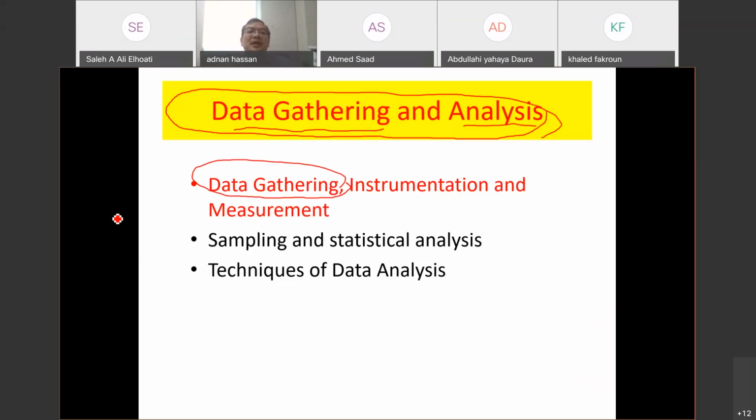It is very important to know the data. Without data, nothing much you can do in your work. Instrumentation may be required for some experimental laboratory work and also measurement. And also, like I said, sampling is very important. Statistical analysis of your data, and then analysis techniques when you get the data.